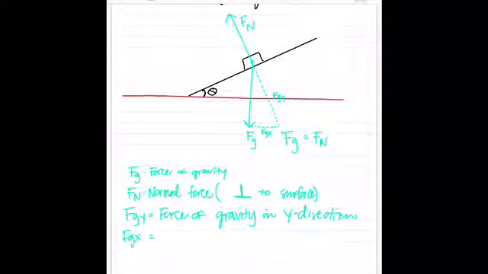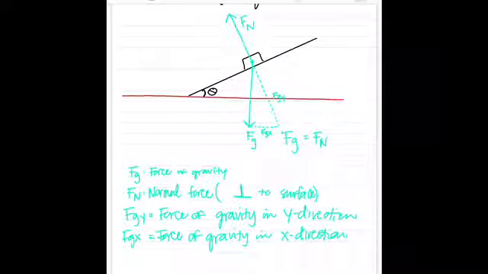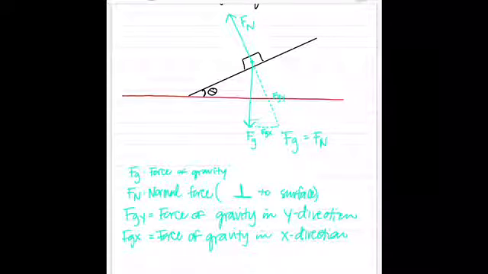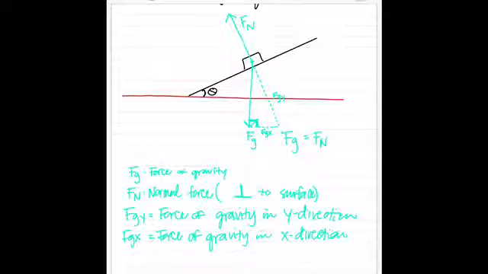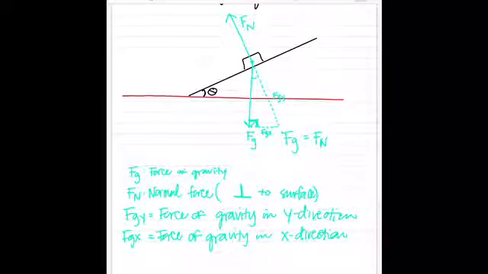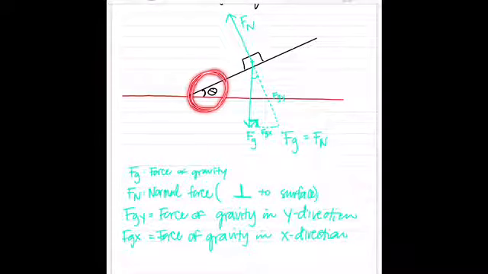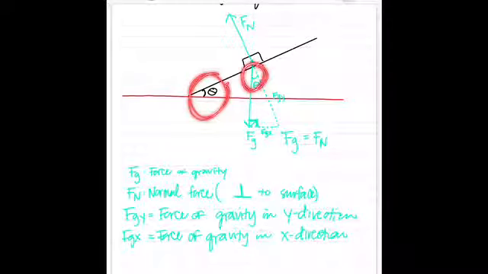And Fg of x is the force of gravity in the x direction. All right, now here's your little right triangle right there, and your angle. Okay, now here's the important part. Angle theta, which is this one here, will be the exact same angle here. Exactly the same. I'm even going to use the same symbol, angle theta. So if this angle here was 25, then this one is also 25.